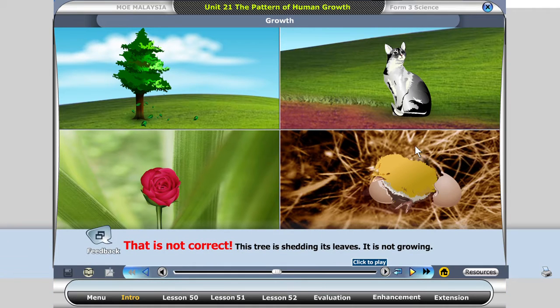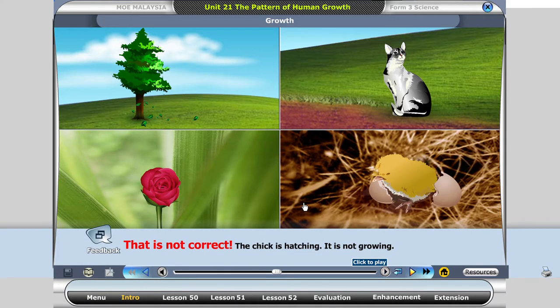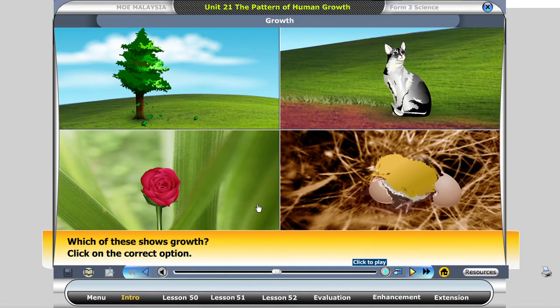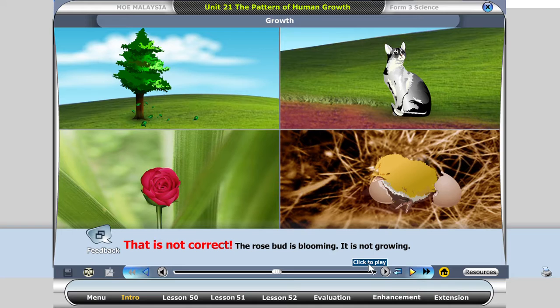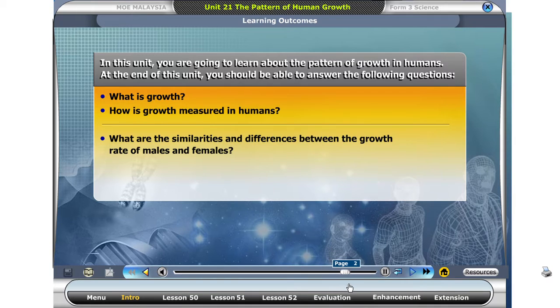That is not correct. This tree is shedding its leaves. It is not growing. That is not correct. The chick is hatching. It is not growing. That is not correct. The rosebud is blooming. It is not growing. In this unit, you are what is growing.